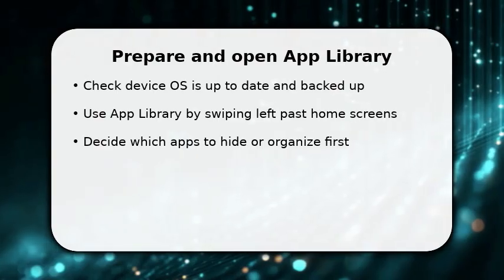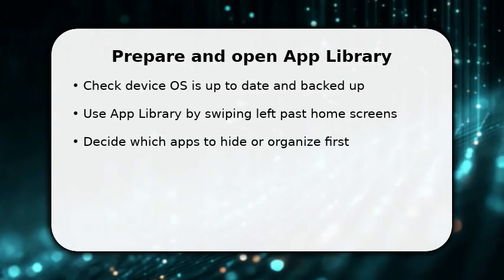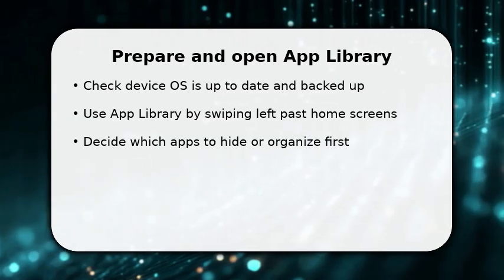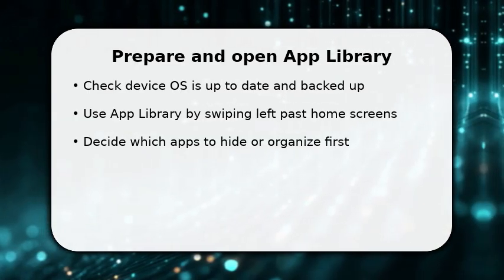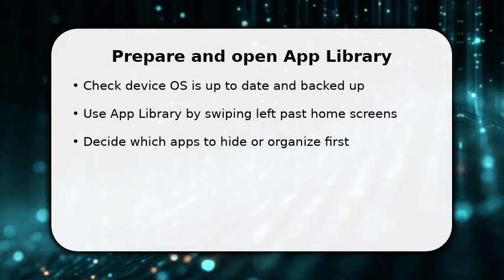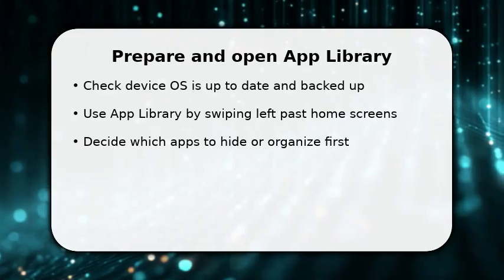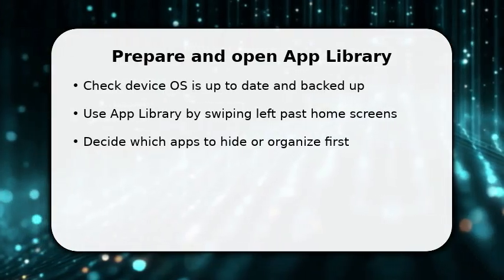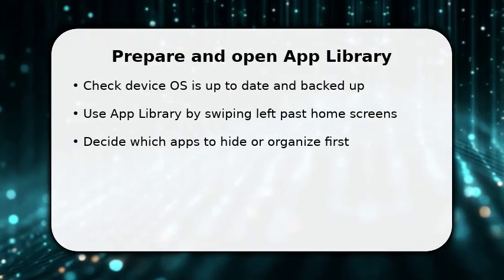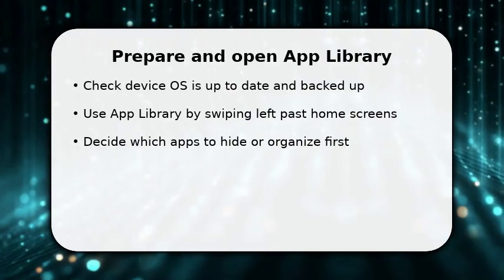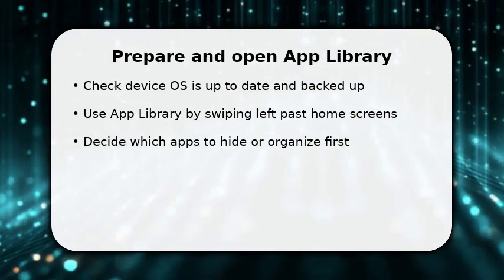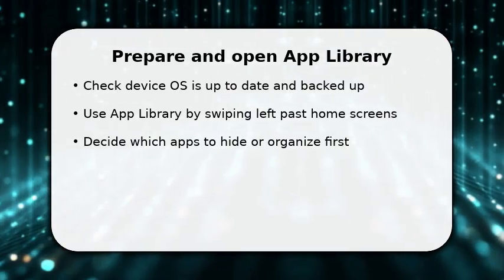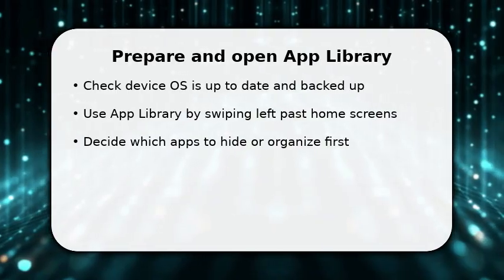You start by confirming your device is updated and you have a backup. This prevents surprises. Next, open the app library by swiping left past all home screens until folders appear. Once there, scan and decide which apps you want hidden from the home screen. Make sure to note apps that appear in categories versus an alphabetical list so you know where to find them when hidden. Now, tap and hold an app icon to begin the hiding process.